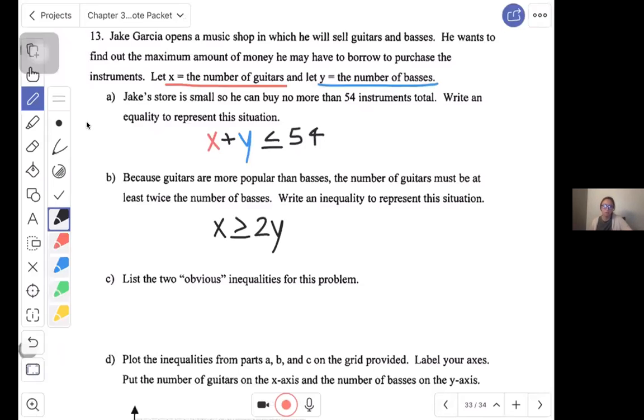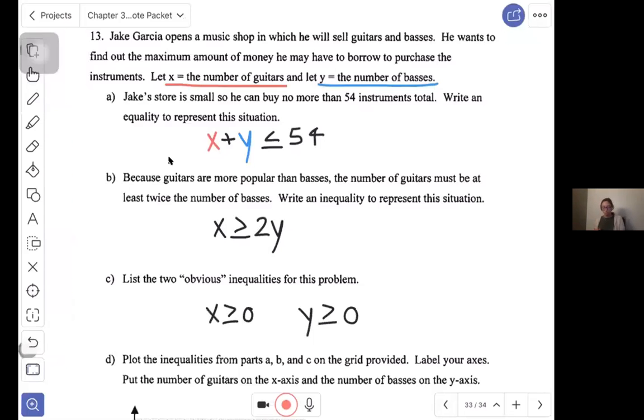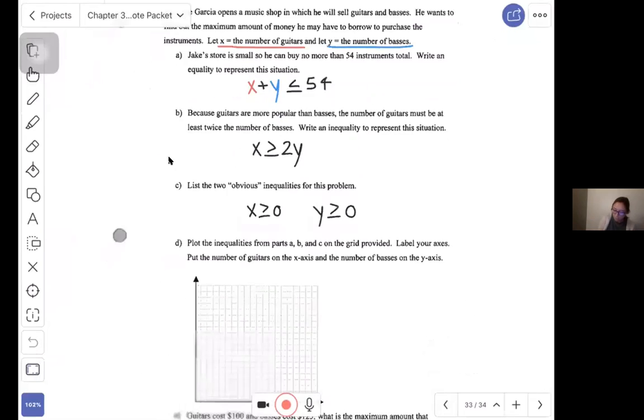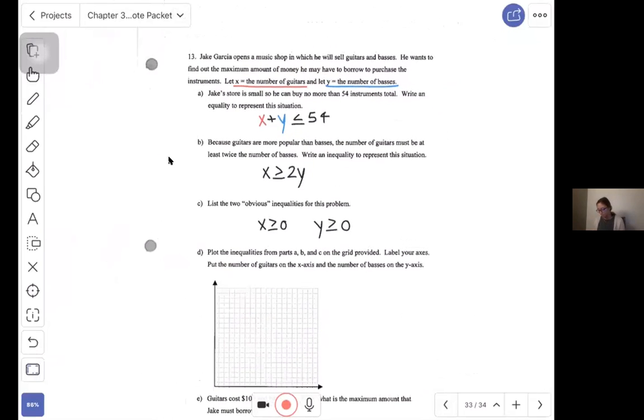And then lastly, what are our two obvious inequalities for this problem? Ava M., what are our two obvious inequalities? X is greater than or equal to 0 and Y is greater than or equal to 0. Awesome. Yeah. So now you have all your inequalities for this problem, and then you would go ahead and graph and find that maximum amount. So I will let you finish that, but now you have all of the inequalities.